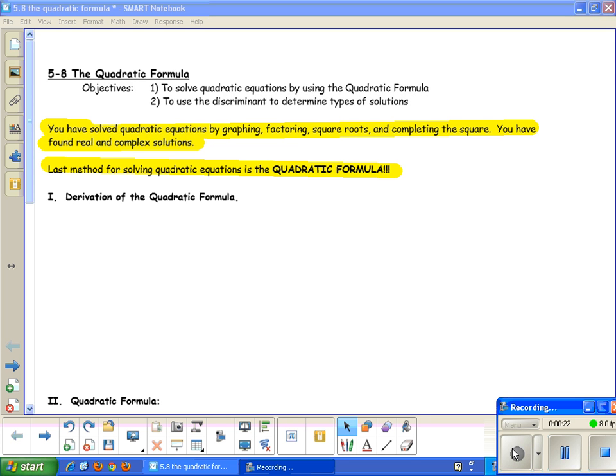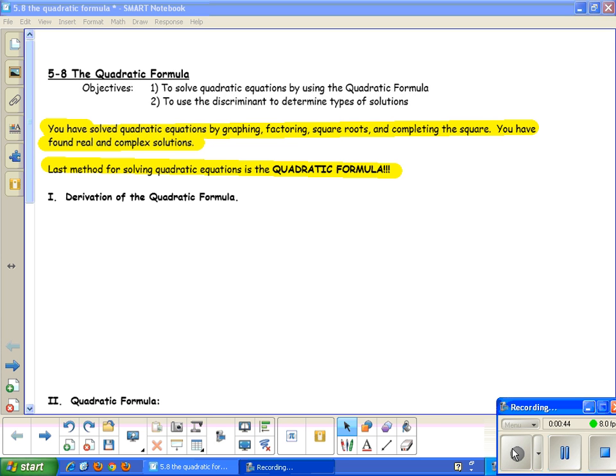So the last method that we're going to do is going to be using the quadratic formula. Of course it's called the quadratic formula. This means that we can solve any quadratic equation using this quadratic formula. So even if we can factor it, we can still use the quadratic formula. We could complete the square or use the quadratic formula. So this is a nice formula that we're going to learn.